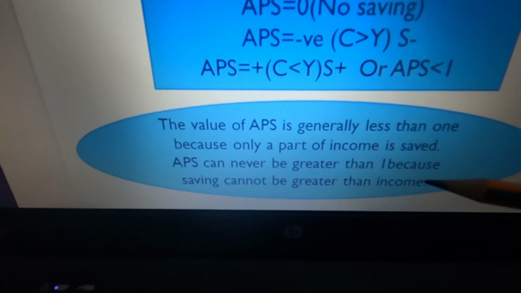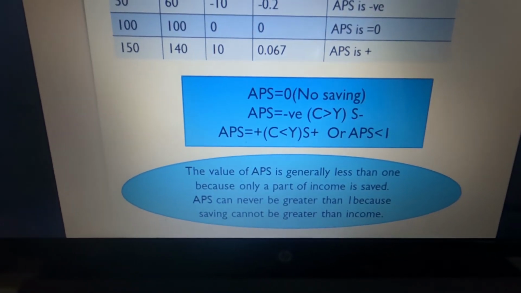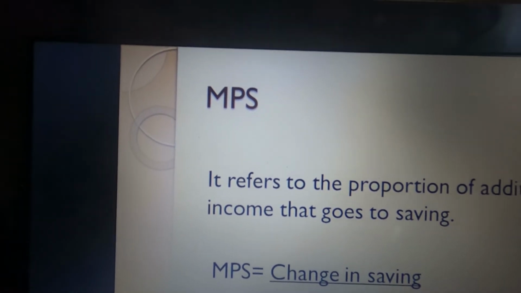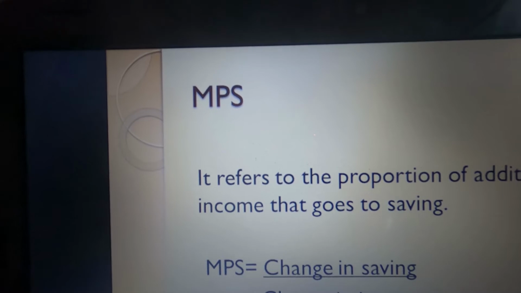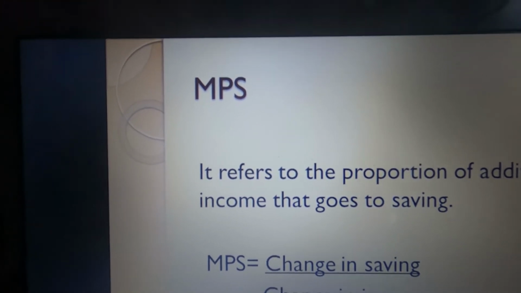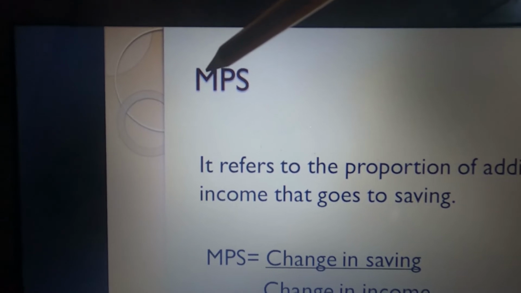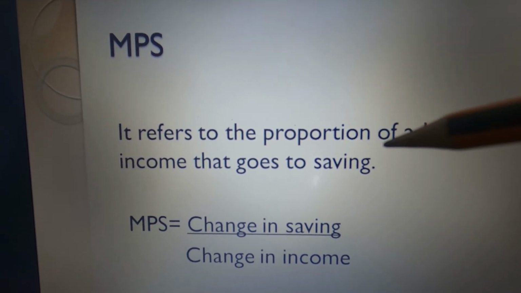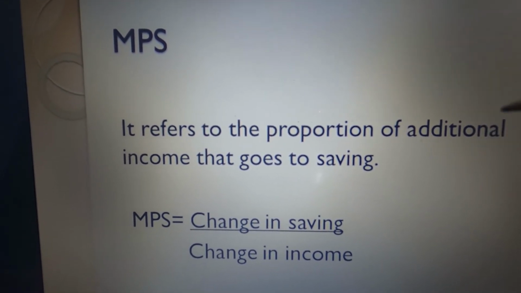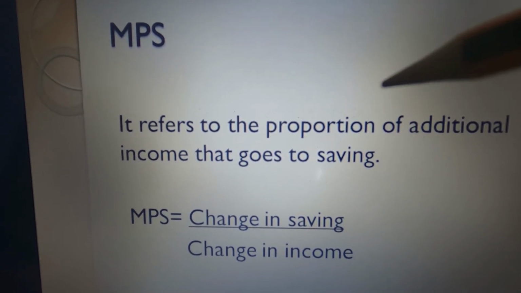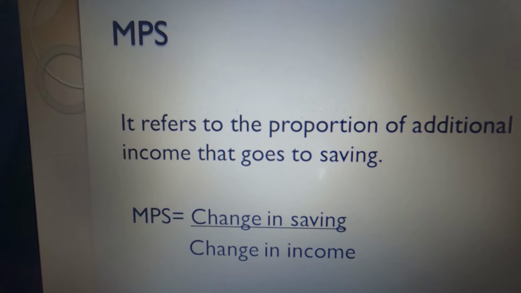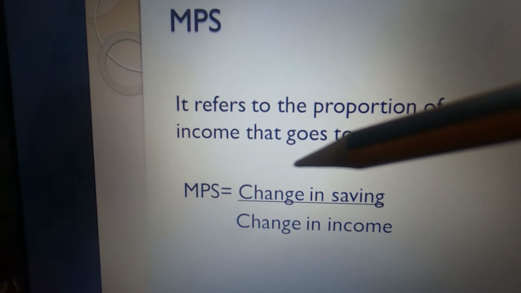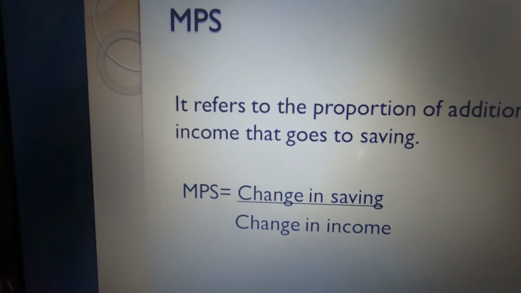So this is very simple. Then we go for MPS. MPS is marginal propensity to save. Again, marginal refers to additional. It refers to the proportion of additional income that goes to saving. So out of additional income, how much proportion people save, that is called MPS. The formula for MPS is change in saving upon change in income.